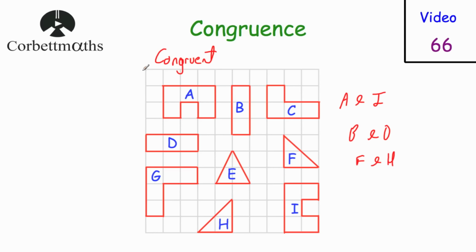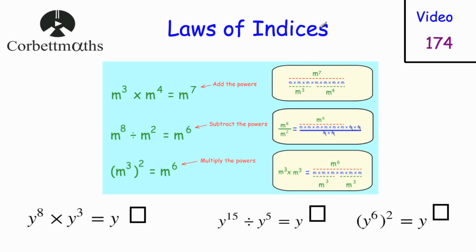So congruent means exactly the same shape and size. So it means all the sides are the same length, but also all the angles are the same size as well. Okay, let's have a look at our next topic.